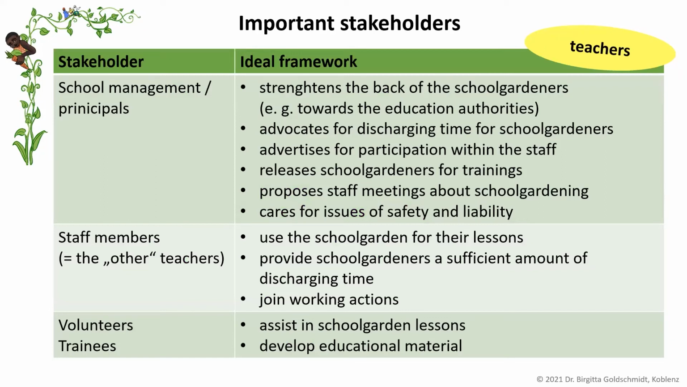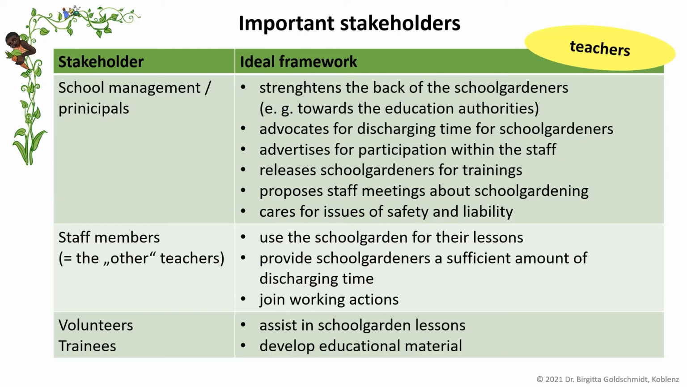From the school, you have the teachers themselves. First there are the principals, the school management, and they should strengthen the back of the school gardeners, for example towards the education authorities. It should not be the school gardener itself who defends what is made in the garden against the education authority. This should be done by the principals. And the principals advocate for discharging time for school gardeners.